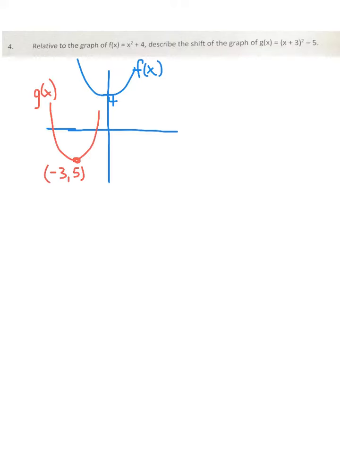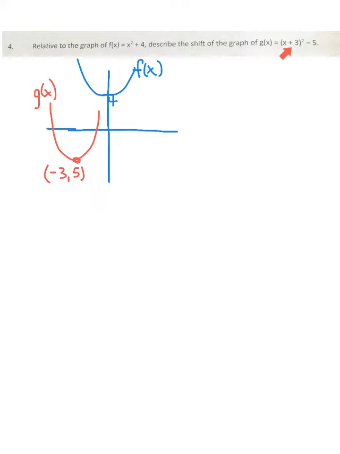Okay, so here's f of x in blue. And if you look, it's an upward pointing parabola, and our y-intercept right there is at 4. And here's g of x in red, and you can see here that we definitely moved. We moved over to the left, and we moved down.